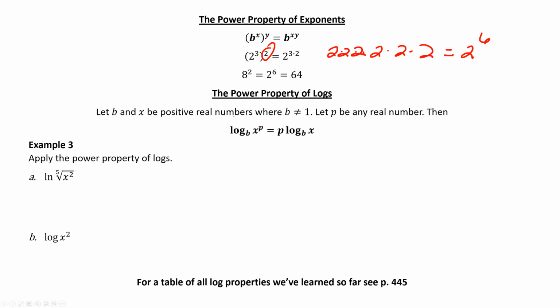So let's look at the power property for logs. You've got the natural log of the fifth root of x squared. First of all, we can change that root to a fractional exponent. So that would be the natural log of x to the 2/5. Now we can take that 2/5, that exponent, and just put it right in front of the log. So 2/5 times natural log of x.